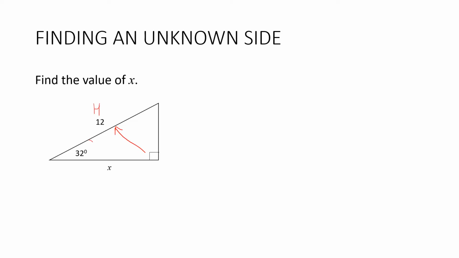Next we find the angle, which is here. Opposite that angle is the opposite side. And next to that angle is the adjacent side. Okay, we've labelled the sides. Then we write down SOHCAHTOA.